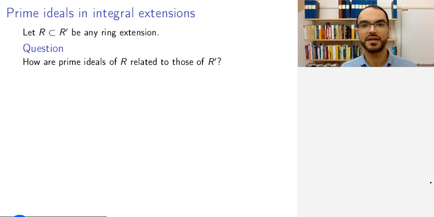Let us now take a look at prime ideals in integral extensions. So what we want to do is, given any ring extension R into R prime, most often an integral extension, we want to see how prime ideals in R are related to those of R prime. Why would we want to do such a thing?